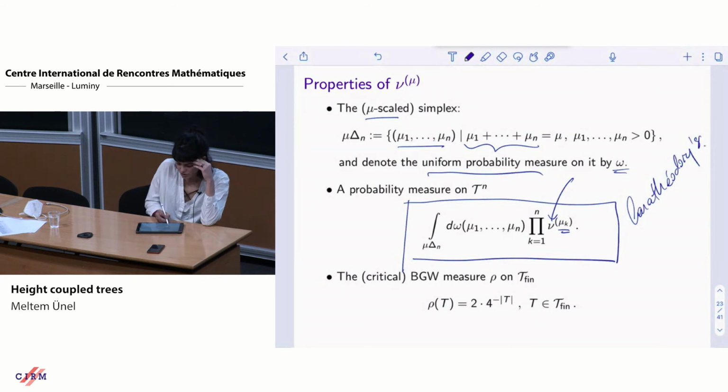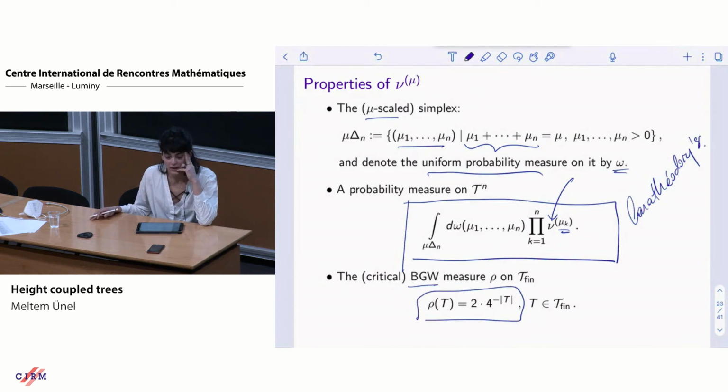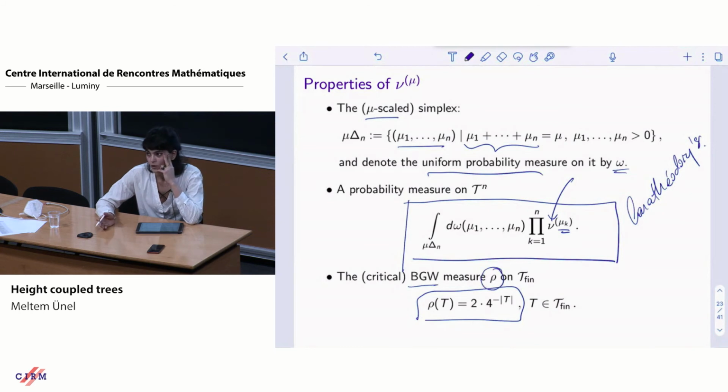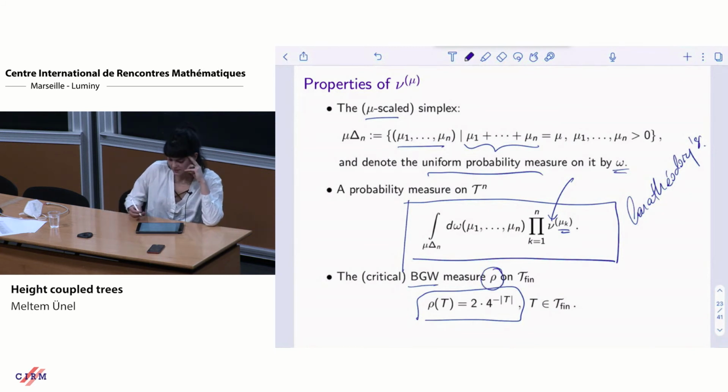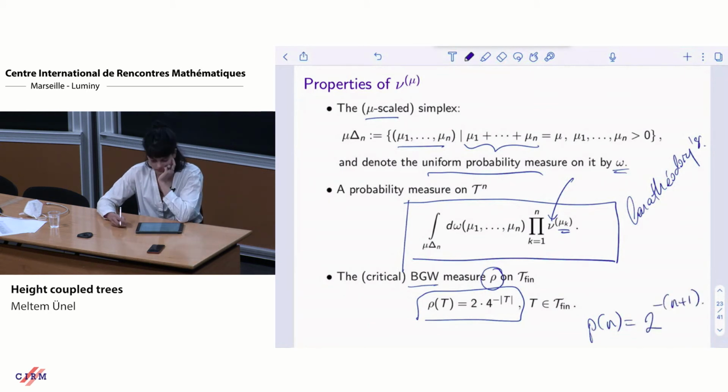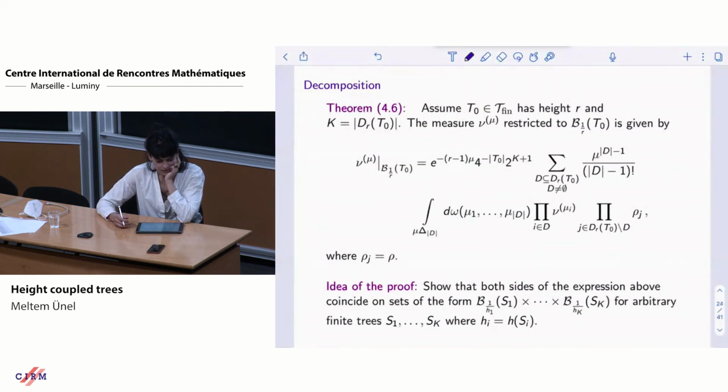Okay, and let me denote the critical binomial Galton-Watson measure that is given by this expression here by rho. This is the branching process that has the offspring probabilities given as, I think, 2 to the minus n plus 1. And these are critical binomial Galton-Watson trees.